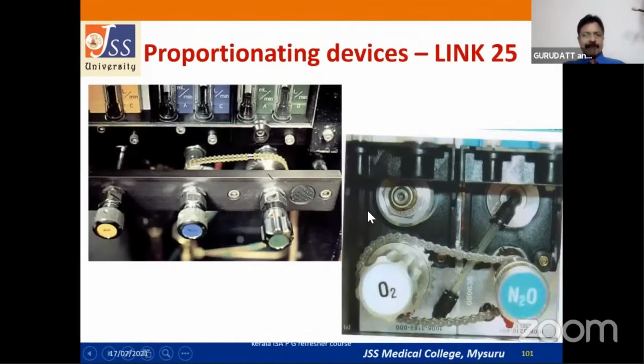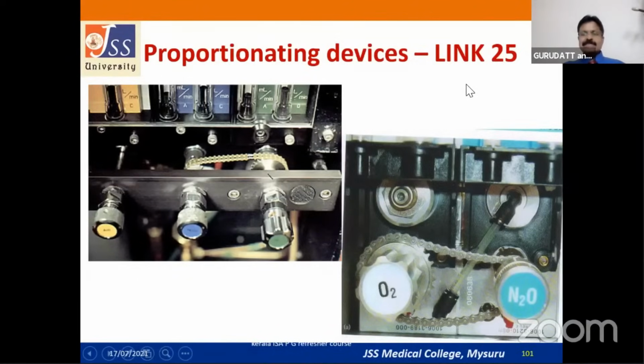So this is the Link 25. You can see there is a chain and there are sprockets. Immediately after the flow control knobs, and before the flow control valves, there is a large sprocket with 29 teeth for oxygen and a small sprocket with 16 teeth for nitrous oxide, and there is a chain. Now, why the name Link 25? What is very important to know here is that the chain will establish the link between the sprockets of oxygen and nitrous oxide only when the oxygen ratio, compared to the total flows, comes down to 25%. So as long as the flow of oxygen is more than 25% of the total flows, the link will not be established.